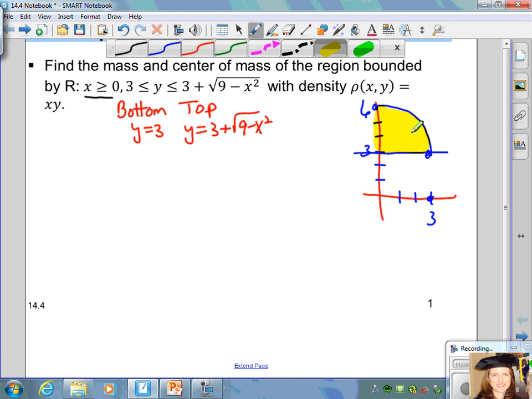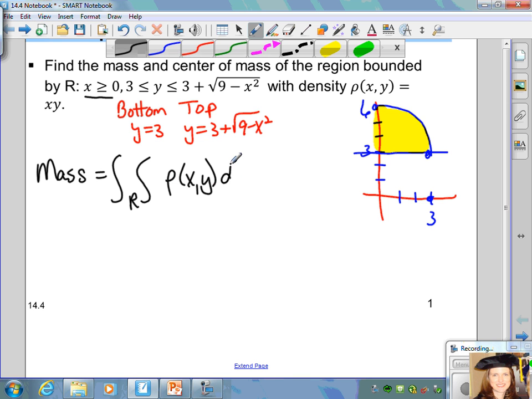This is our planar lamina, and the density is given here. The density is equal to x times y. So as x and y both increase, the density will also increase. To determine the mass, we want to set up a double integral where mass is a double integral over the region R of density, which is rho of xy, times the differential area, dA.